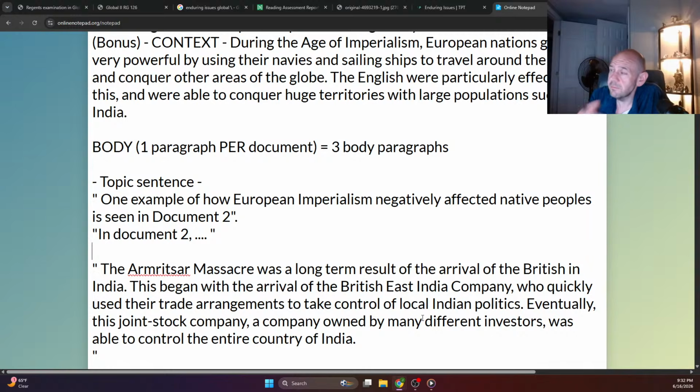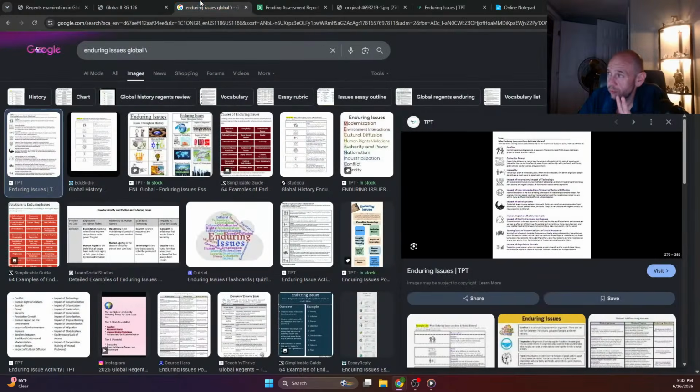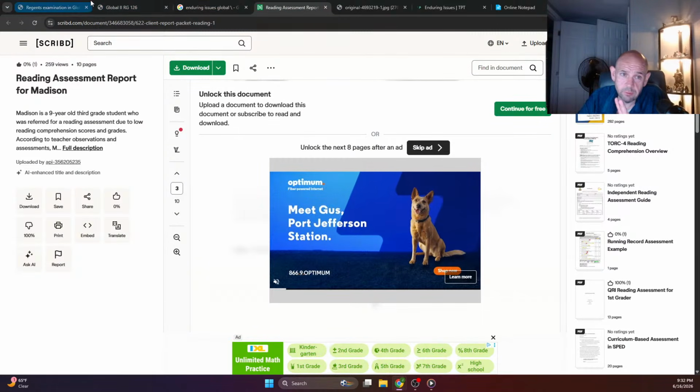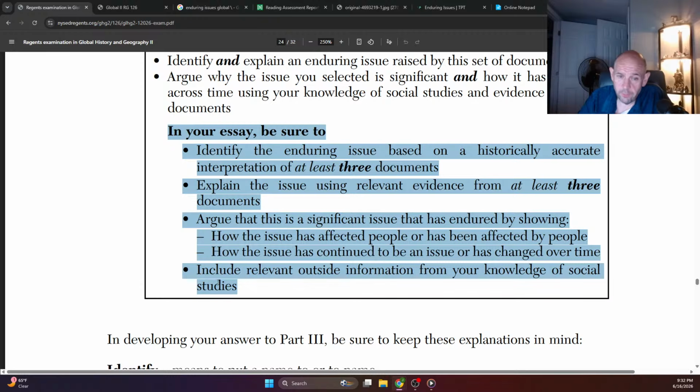So I described document 2. It's about the Amritsar massacre. Everybody got shot. So sad, so bad, no good. Okay, now, how do you argue? The argument piece has 2 elements you must do. All right, so sorry, wrong thing. I'm clicking the wrong thing. Here they are. Argue that this is a significant issue. Okay, that should be obvious. That has endured by doing the following.